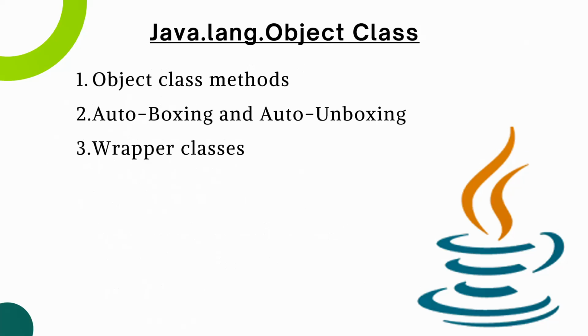And next topic, we will see the java.lang.Object class. Here, we'll see Object class methods like getClass method, equals method, hashCode method, clone method, notifyAll method, wait method, etc. We'll discuss in detail the Object class methods. And another important topic, autoboxing and auto-unboxing. And we'll see what wrapper classes are available in Java, like Integer, Float, Double, Long.